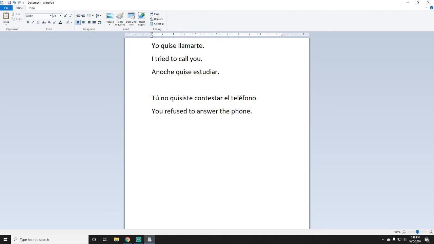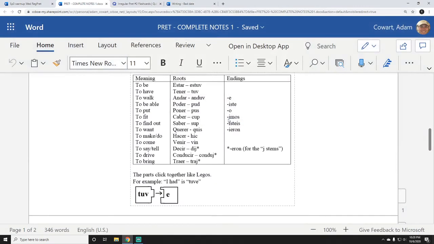Okay? So, if you say querer, if you say quise, it is tried. If you say no quise, refused. Okay? And these do add up, by the way. When you're actually talking to native speakers, these are definitely things that they might say to you. Like if this is your frustrated friend, they say, tú no quisiste contestar el teléfono. You refused to answer the phone. Yo quise llamarte. I tried to call. So there you go. Okay, that was a little side explanation of how these things work out in the world.